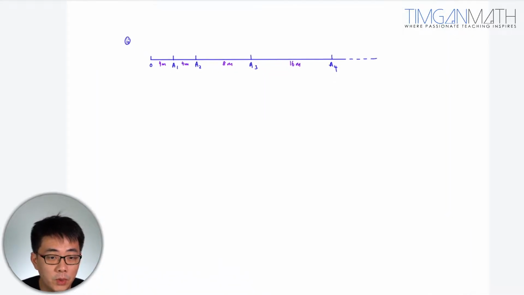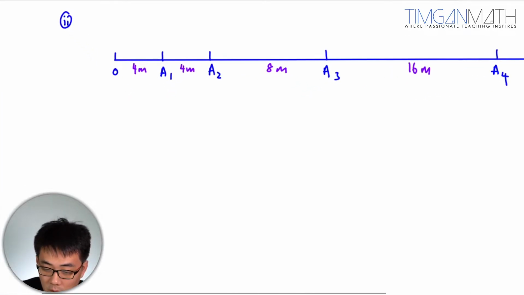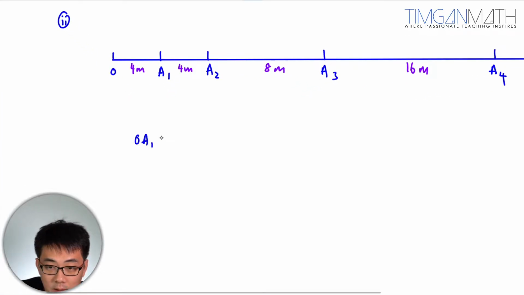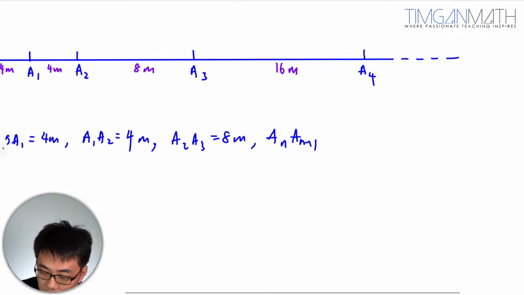So let's look at part 2. In version 2 of the exercise, the distances between the points are such that OA1 is actually 4 meters, after which A1A2 is actually 4 meters as well. Then A2A3 is equal to 8 meters. So we are given that A(n+1) is equal to 2A(n).